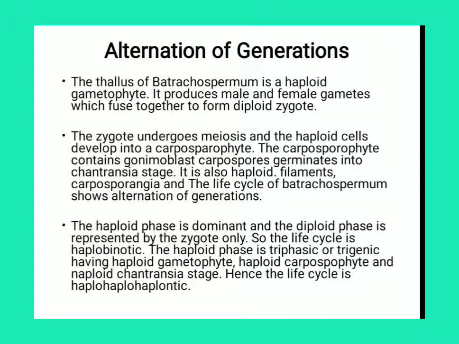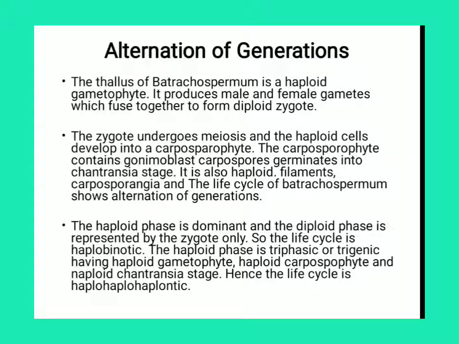Okay, what does alternation of generation mean? Their life cycle is known as alternation of generation. The thallus of Batrachospermum is a haploid gametophyte. It produces male and female gametes, which fuse together to form a diploid zygote. Then the zygote undergoes meiosis and haploid cells develop into the carposporophyte, and the carposporophyte contains gonioblast filaments and carposporangia. The carpospore germinates into the Chantransia stage, which is also haploid.